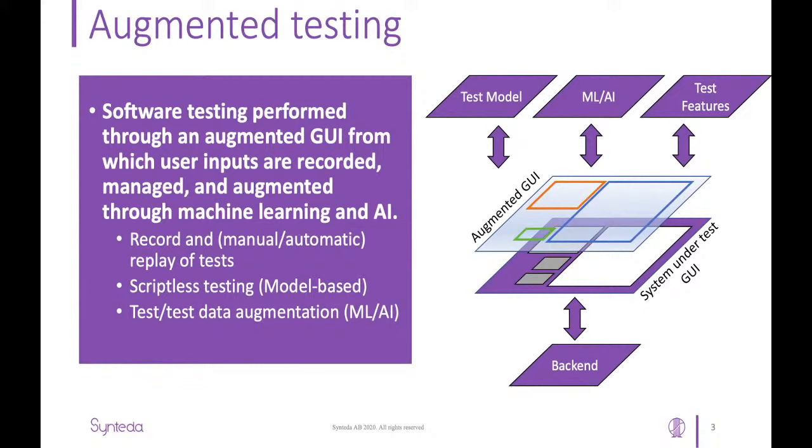So therefore, the system under test, the interface between the augmented testing and the system that is being tested, is this bridge between the augmented UI and the actual GUI. This implies that we can test the backend through this approach, but we do so through the graphical user interface. And I'll get back to more of this in detail later.